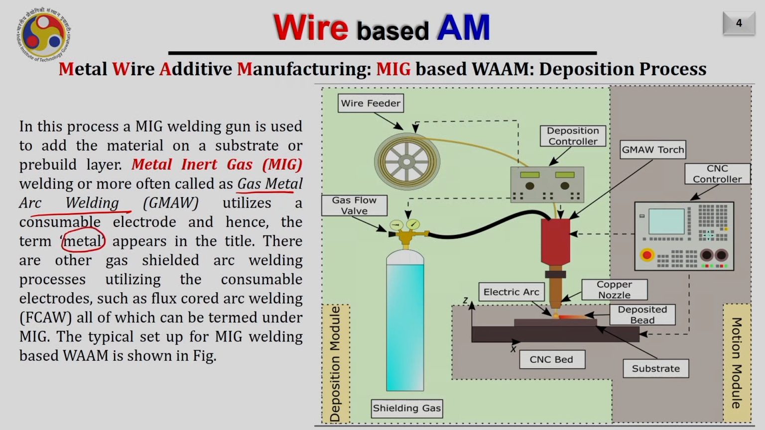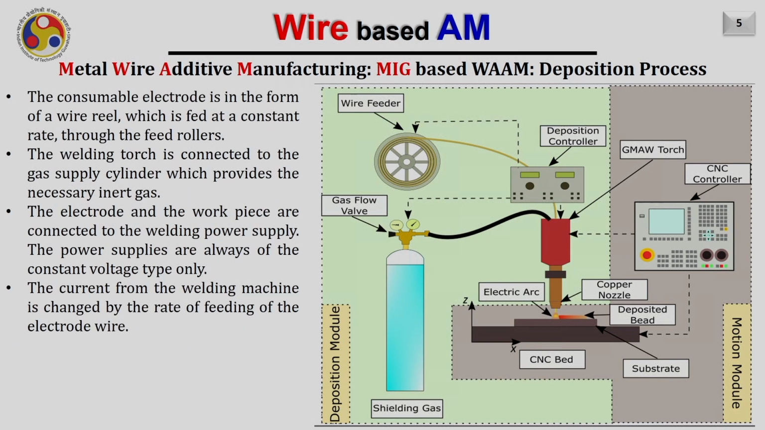There are other gas shielded arc welding processes utilizing the consumable electrode, such as the flux core arc welding, and all of these variants of the consumable electrode type of process falls into the category of the MIG welding, the metal inert gas only. So, a typical setup for MIG welding based wire arc additive manufacturing is shown here in this diagram. So, usually the consumable comes in the form of a spool, as you are seeing here. So, this is the wire reel where the consumable is winded on.